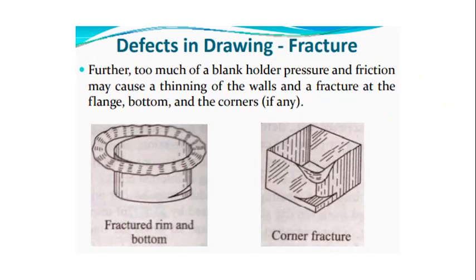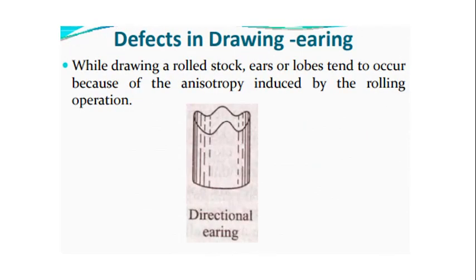Second is fracture. Suppose your blank holder pressure is too much, so that your material is not able to draw. It will fracture at some point, during the corner or maybe on the walls. So when your blank holder pressure is higher than required, it can cause fracture, and if it is insufficient, it will cause wrinkles in your flange and walls.